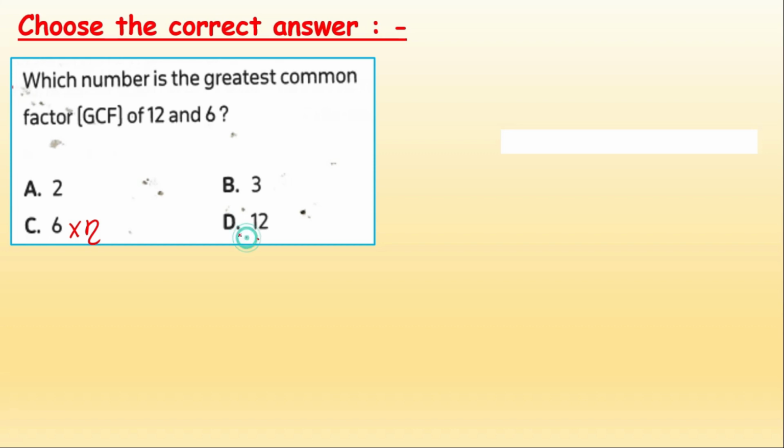Okay, the last number, 12, is it a factor of 12 and 6? No, 12 is a factor for 12 only. So cancel 12. Which is the greatest one? 6 is the greatest common factor for the two numbers. Okay, so now we have a note.